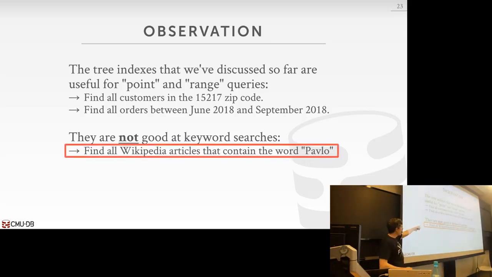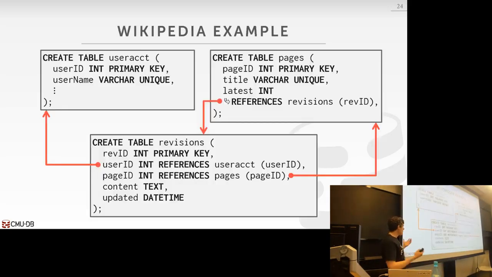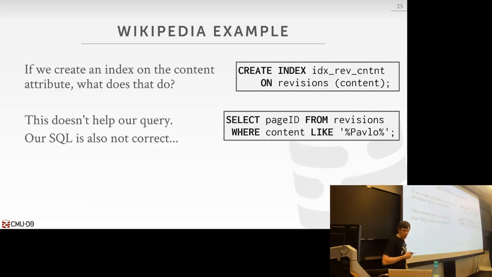So this is the problem we're trying to solve here. So quickly, just remind everyone what Wikipedia looks like. The main thing we care about is that there's this revisions table that has a text field. And we want to be able to find all the matches for Pablo in this. So if I try to create an index on the content field, this is going to be a really bad idea, because again, it's going to take the entire contents of this attribute in our table and try to build a B+ tree on that, right?